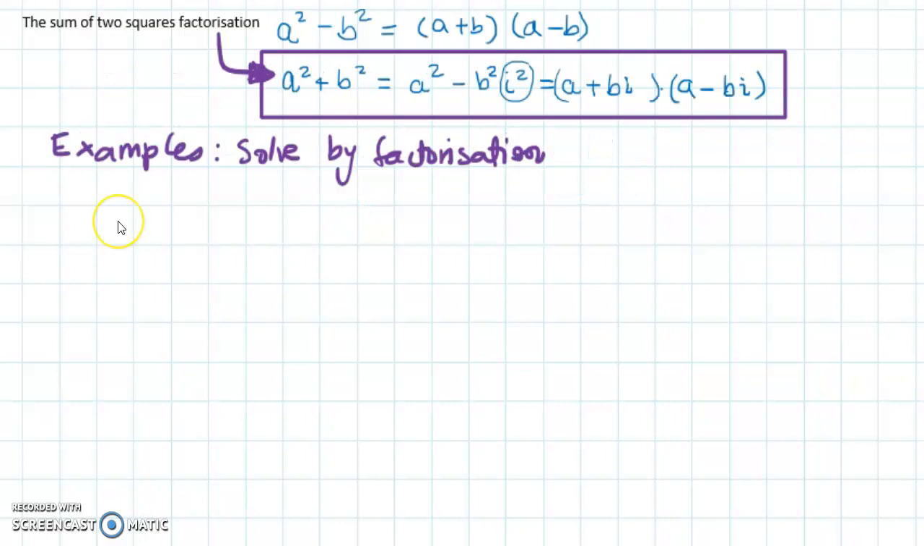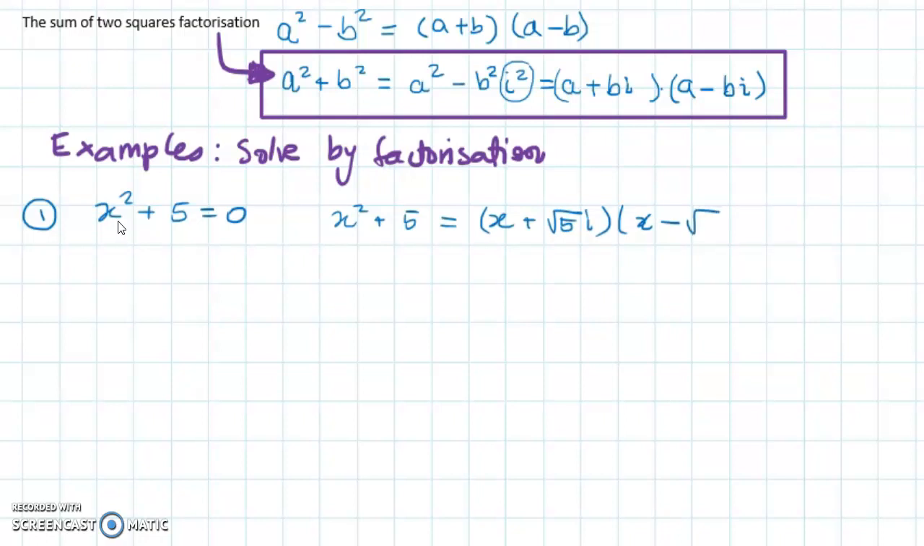Let's see some examples. We want to solve by factorization the following equations. x squared plus 5 is equal to 0. So for our number 1, I'm going to write that x squared plus 5, according to our sum of two squares factorization, is equal to x plus square root of 5 i times x minus square root of 5 i. So a will be in this case x, and b will be in this case square root of 5. So we square root of 5 to get 5 on the second term. We want this to be equal to 0. So we need either x to be the negative of square root of 5 i or x to be square root of 5 i. And those are our two solutions.